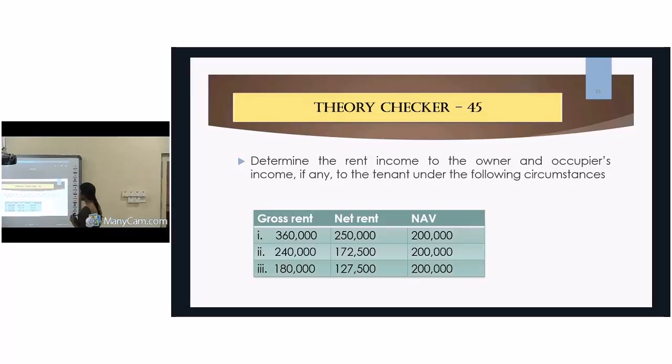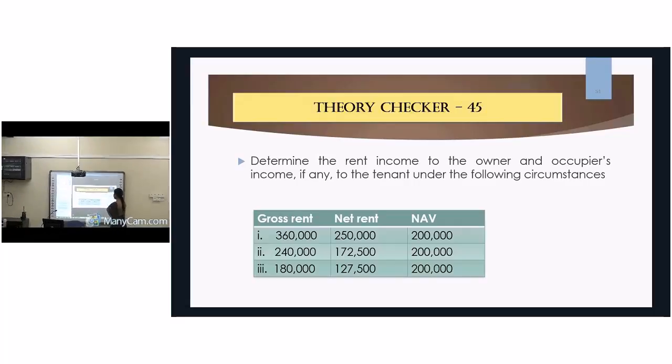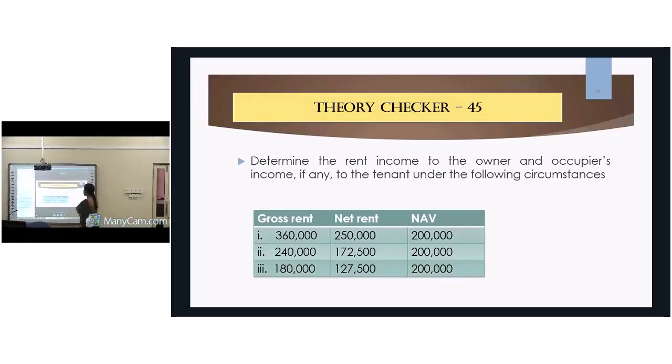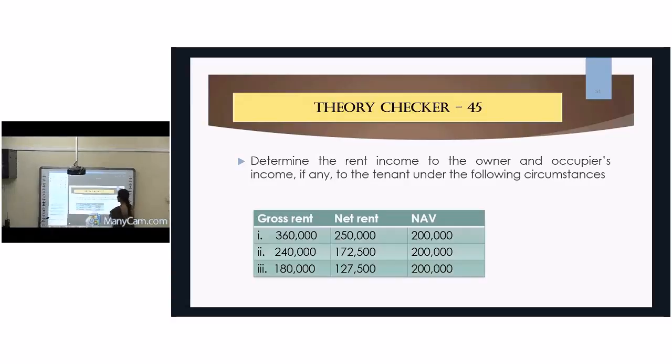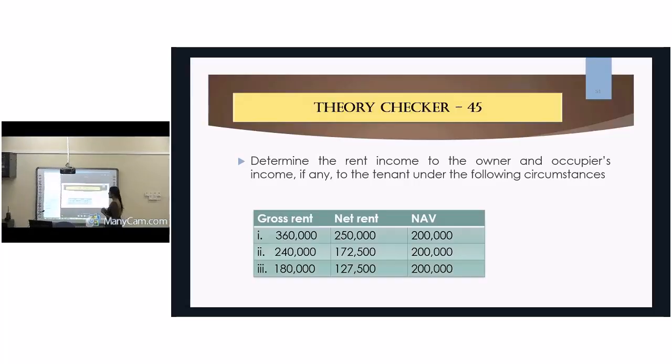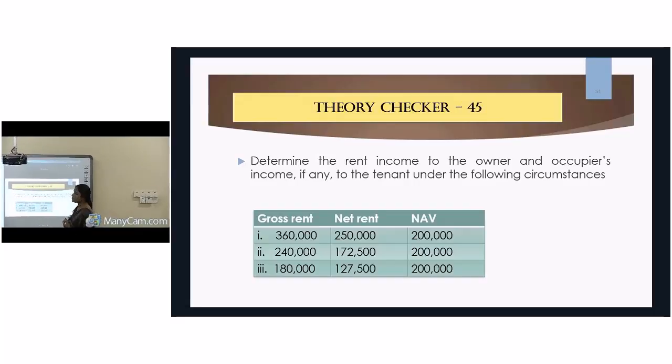Now we have 3 figures. Next one, determine the rent income to the owner and the occupier's income, if any, to the tenant under the following circumstances. Now we have already calculated the gross rent paid by the tenant or gross rent received by the owner, then the net rent of that particular property, and lastly the net annual value of the property.